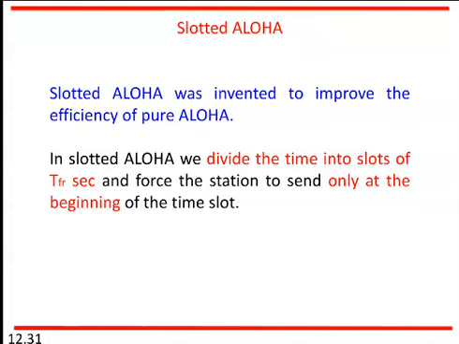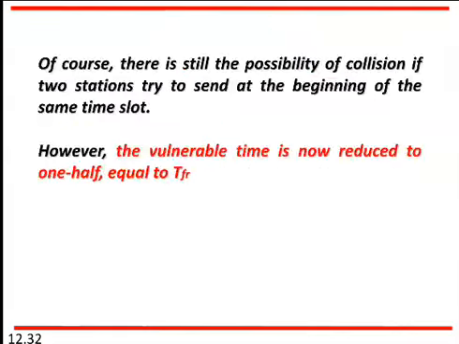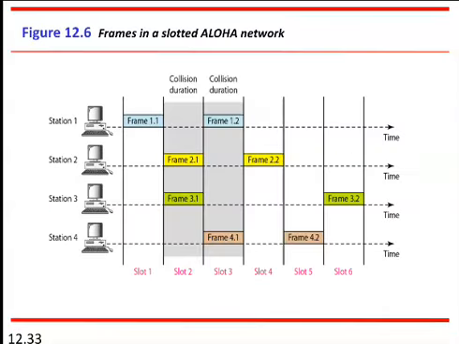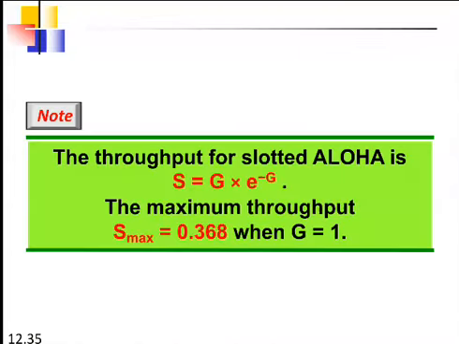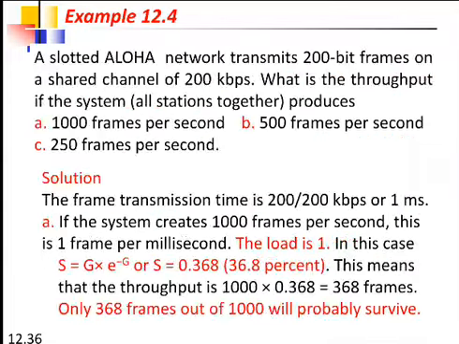Next we also saw the slotted ALOHA. This provides an improvement over pure ALOHA. In slotted ALOHA, the time is divided into slots of TFR seconds, and the station is forced to send only at the beginning of the time slot. So the vulnerable time is only TFR. During that time duration, if only 1 frame is sent, then there will not be collision, and the maximum throughput is achieved when G is equal to 1, which is 0.368.